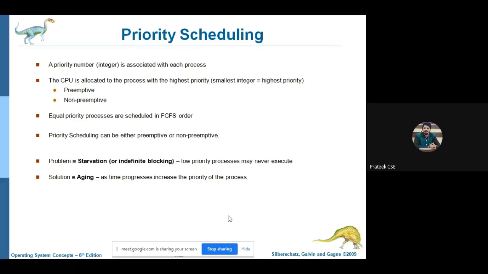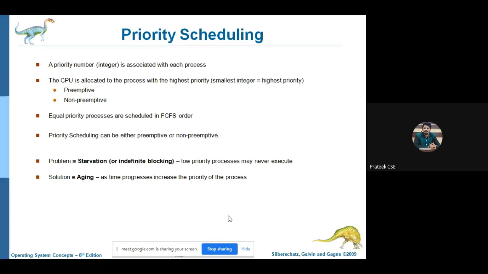In priority scheduling, each process has a priority, as the name suggests. A priority number, which is generally an integer, is associated with each process, and the CPU is allocated to the process with the highest priority. The process with the highest priority will be assigned to the CPU first, then the next priority process, and in the last, the process having the lowest priority will be assigned to the CPU. The concept can be anything, but mostly we consider that the smaller the integer, the higher the priority.